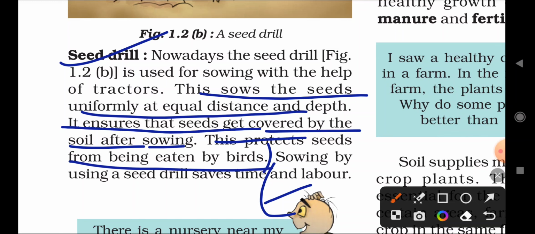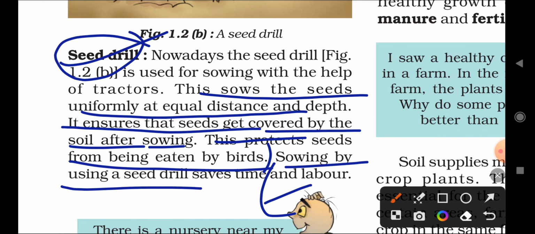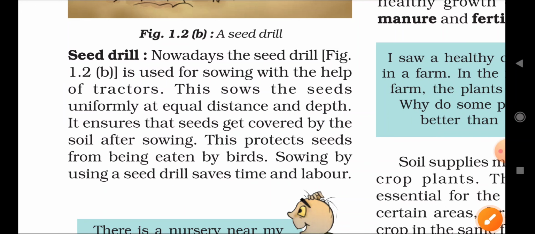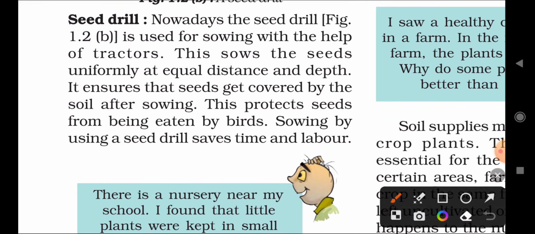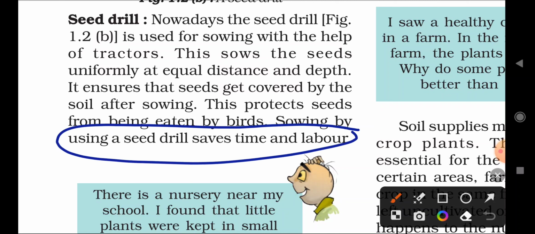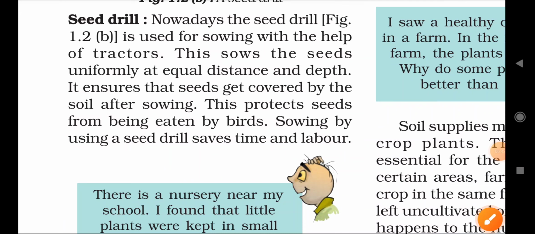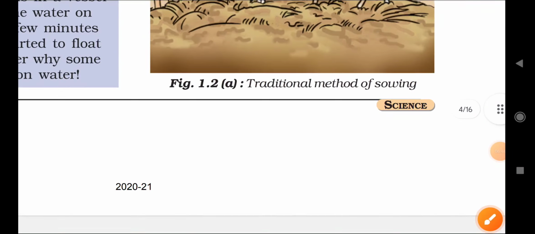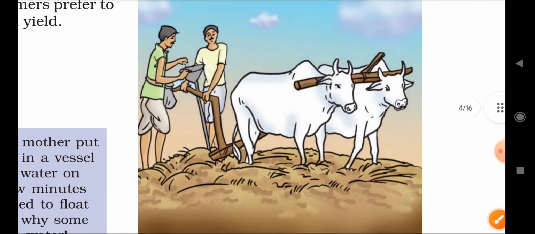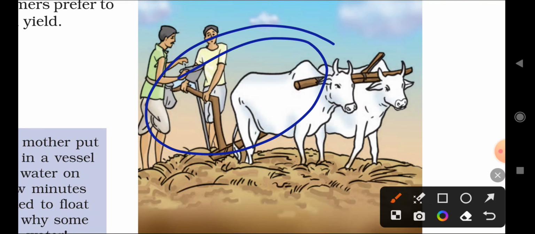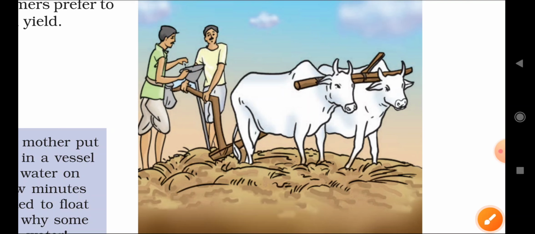These are the very important points of the seed drill. Sowing by using seed drills saves time and labor. Okay, also what here? It also saves time and labor work. Another major advantage over the traditional method: this advantage of the seed drill over the traditional method means it saves labor work.